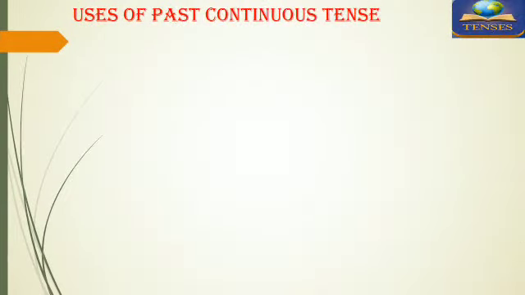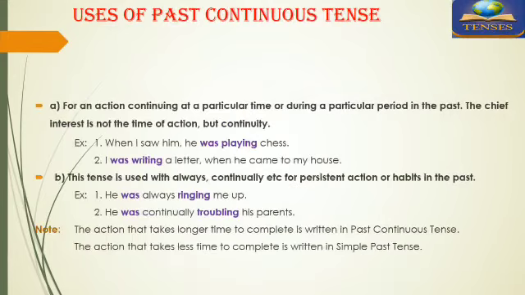Uses of past continuous tense. First one. For an action continuing at a particular time or during a particular period in the past, the chief interest is not the time of action but continuity. When I saw him, he was playing chess. See in this example, the action is not happening at this moment when they are talking. It was already over. So, when I saw him, he was playing chess.